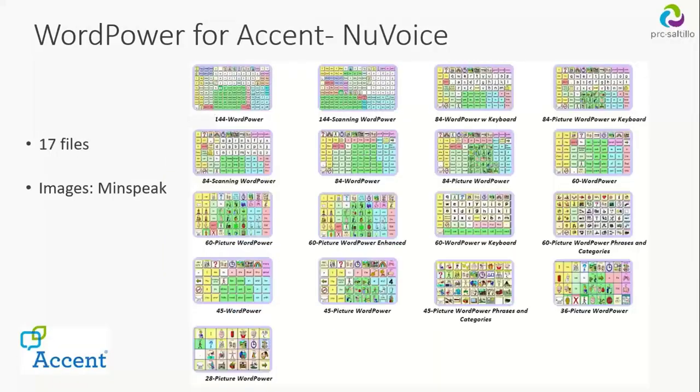And then on the Accent devices, you'll find 17 options, all English, ranging from 28 buttons per page to 144. The images will be the MinSpeak, or otherwise known as PRC icons. And at this point, I will turn it over to Nancy to lead us through the design and architecture.